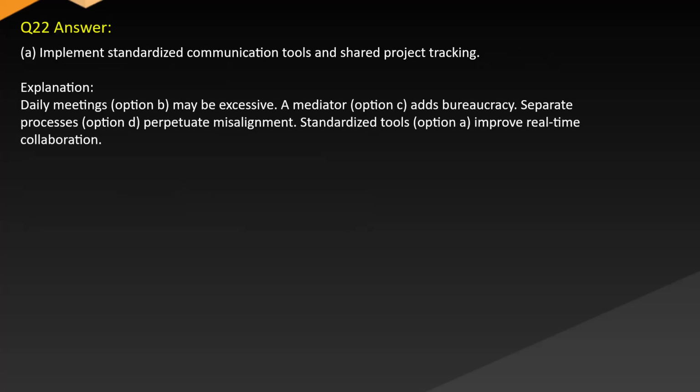Answer: A. Implement standardized communication tools and shared project tracking. Explanation: daily meetings, option B, may be excessive. A mediator, option C, adds bureaucracy. Separate processes, option D, perpetuate misalignment. Standardized tools, option A, improve real-time collaboration.